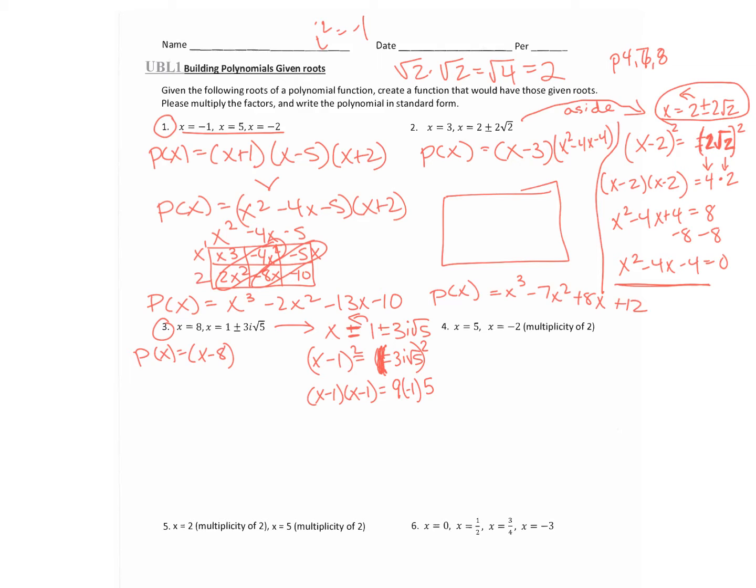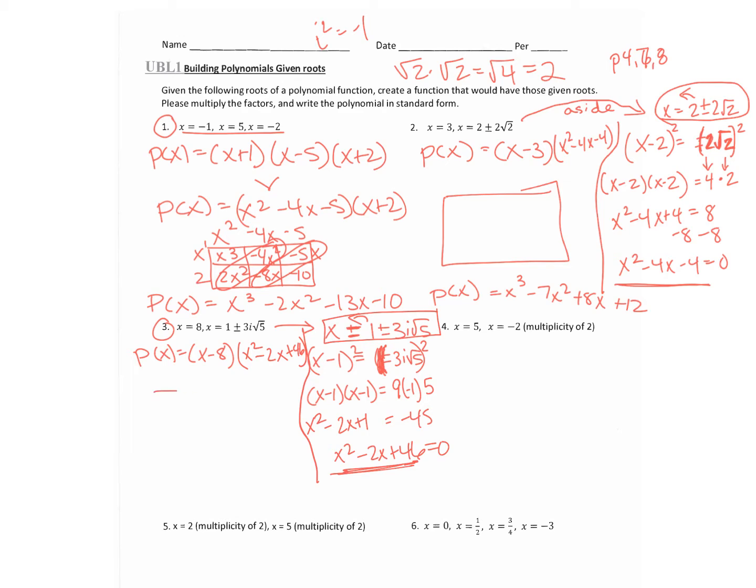So now on the left side, I have x squared minus 2x plus 1 equals negative 45. My last step is I'm going to add 45 over and get x squared minus 2x plus 46 equals 0. So this is the trinomial that gave me x equals 1 plus or minus 3i square root of 5 for my answer. So I'm going to plug that in. This is my other factor. It's x squared minus 2x plus 46.